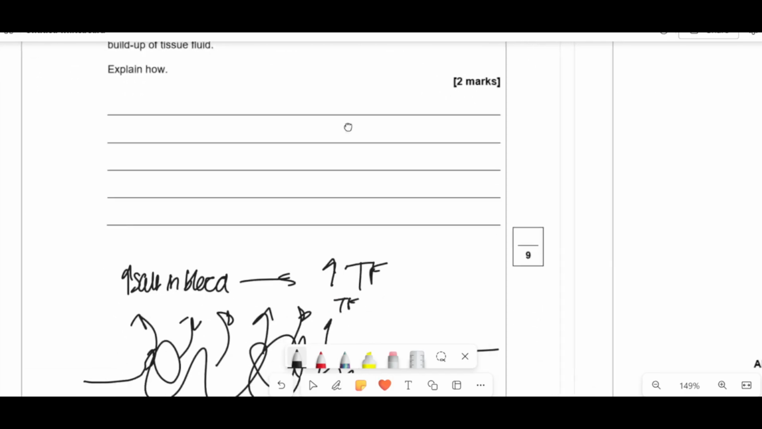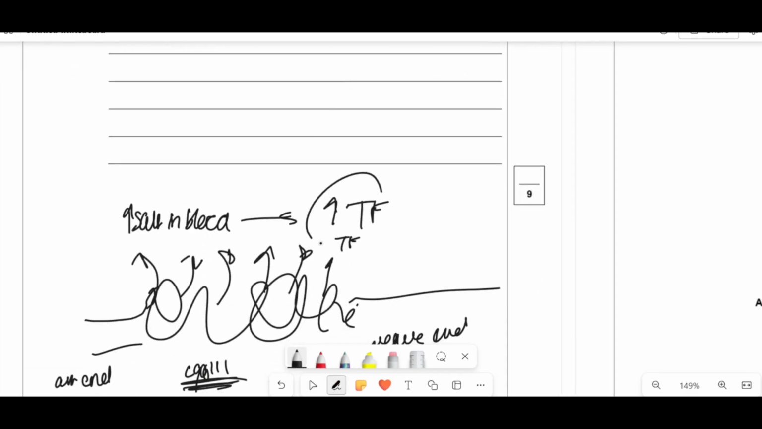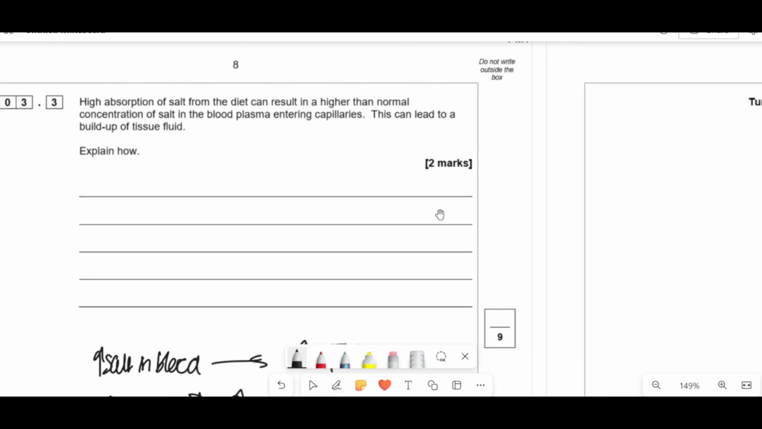So then, if we have more salt in our blood, we're shoving more salt out into the tissue fluid, which means the tissue fluid now has more salt, and the water potential of the tissue fluid is lower. So that means less water is going to go back in here because the water potential gradient is less steep. So then you've got more water accumulating, so you've got more tissue fluid, and that's exactly it.